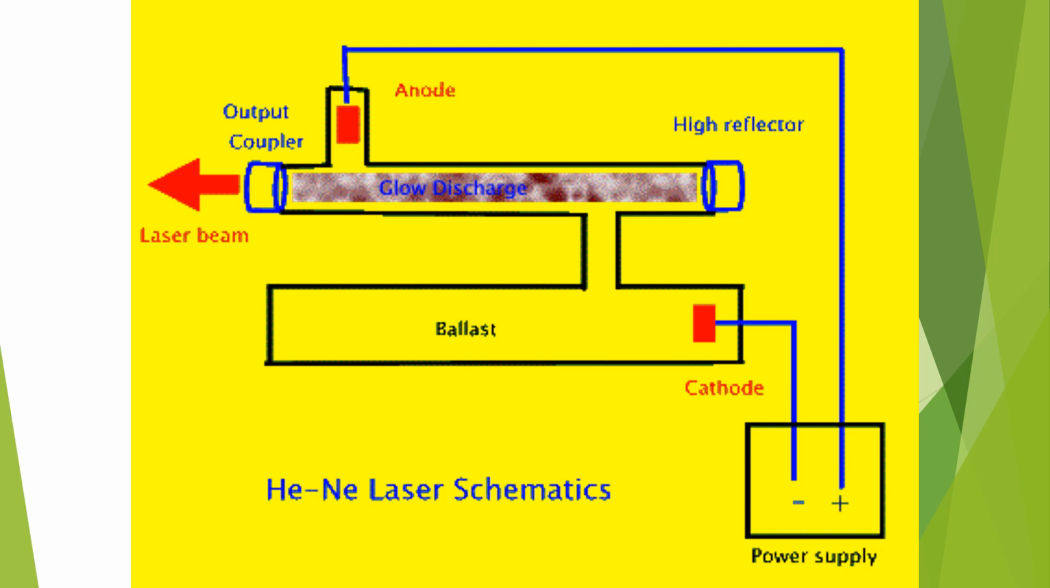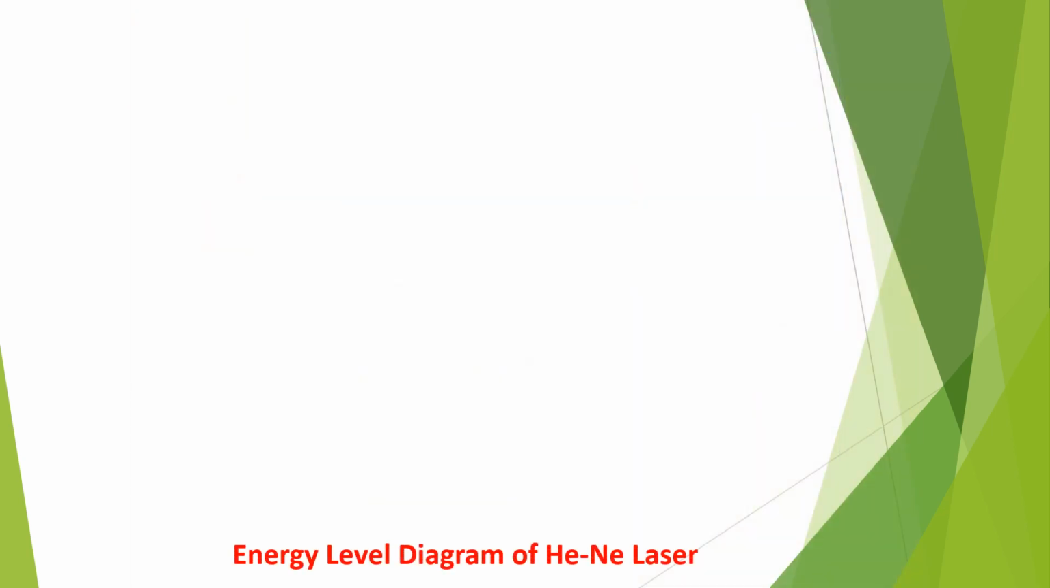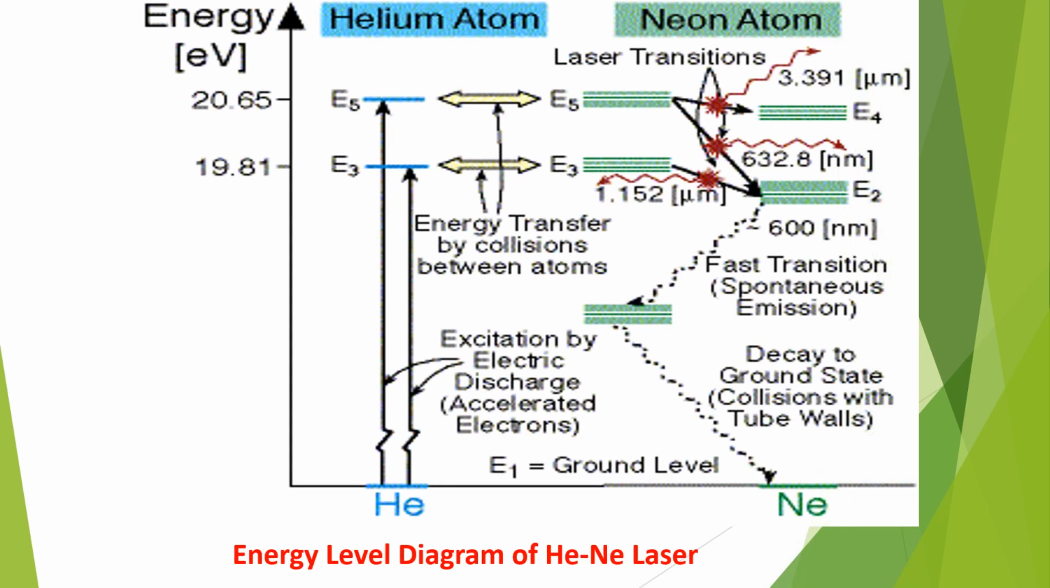So again, for oscillations, one end of the tube is highly reflective and the other is partially silvered, through which we can obtain the laser beam. So this is the basic diagram of the helium neon laser, and you can understand from its energy level diagram.